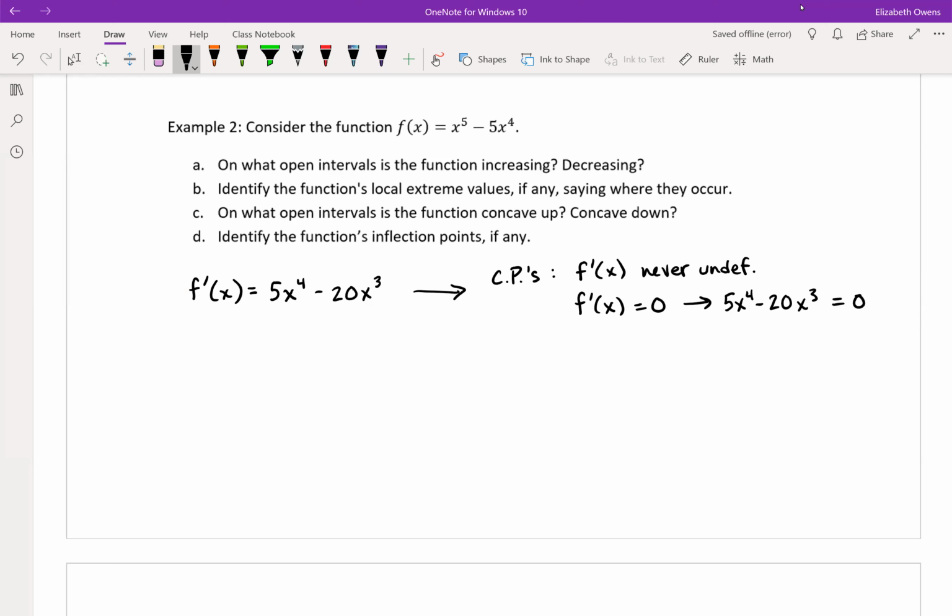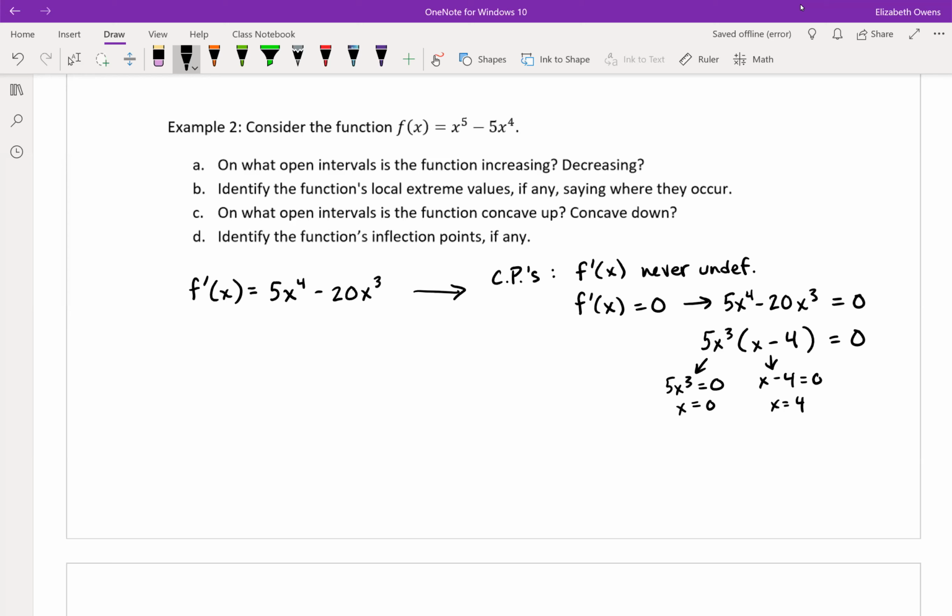And we'll factor out the greatest common factor from both of those terms, which would be 5x cubed. And we're left with x minus 4. And that's it. So the critical points that we're going to get here are going to be x equals 0, and then we're also going to get x equals 4. Okay, so those are our critical points.